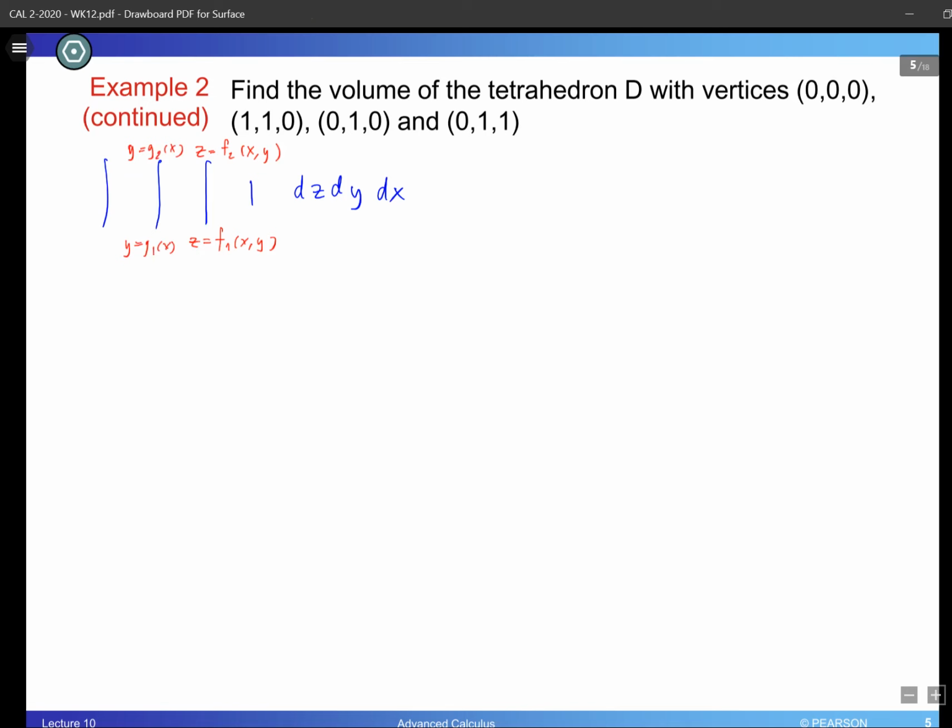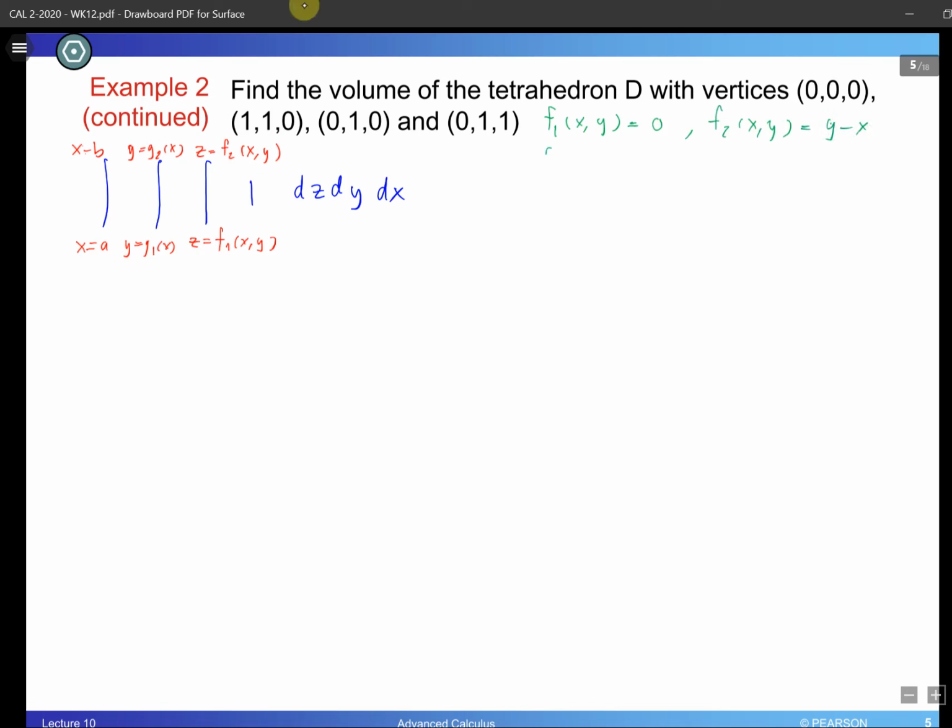Okay, and for x, start at a and end at b. And we are going to put everything in. So first of all, let me put all the information back here. f1 of x, y is equal to the lower surface. It's going to be equal to 0. f2 of x, y is going to be equal to y minus x.